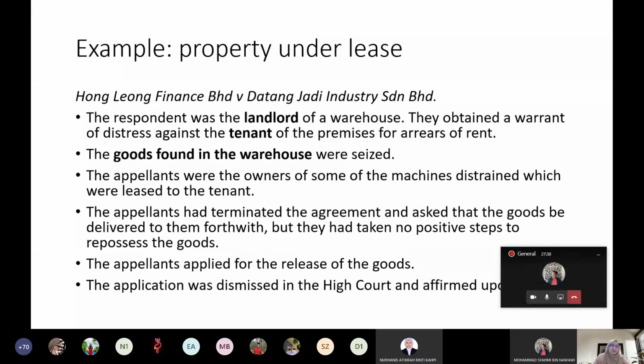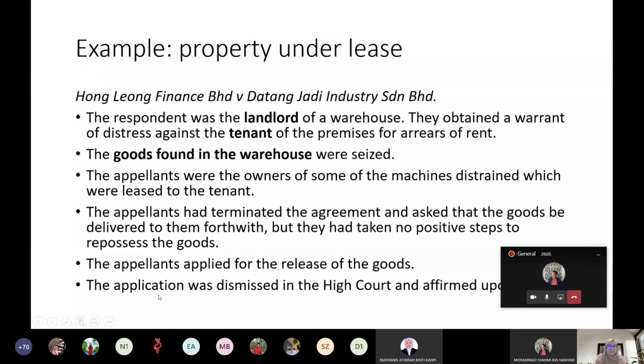Okay, so later on, it takes more than 6 months actually for the appellants to take action to repossess the goods. So in this case, the appellant applied for the release of the goods. Yang bank ni tadi. So dia nak minta balik lah barang tu, because the goods essentially under the law have vested in the DJI.